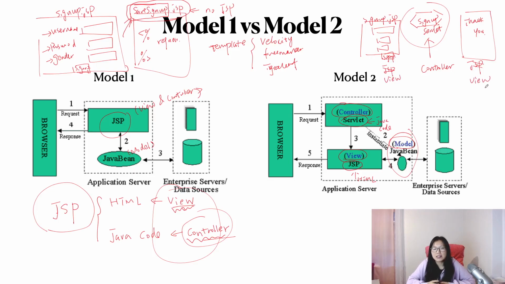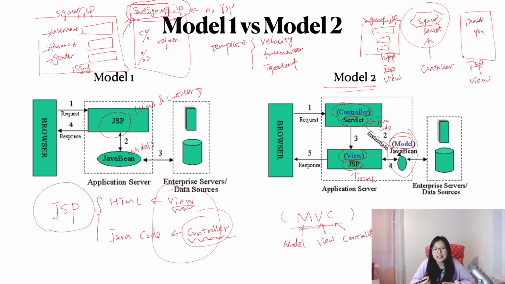Model 2 also has another name. Most likely we don't call it Model 2 now; we call it MVC. This is a very important and simple design pattern used in web applications. Spring has Spring MVC, and they all use this design pattern. M stands for model, V stands for view, and C stands for controller.